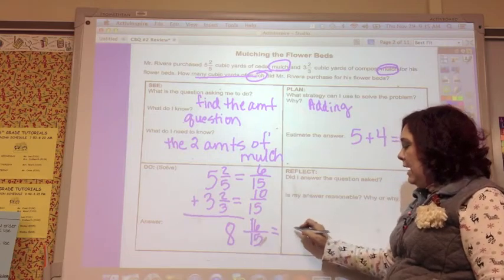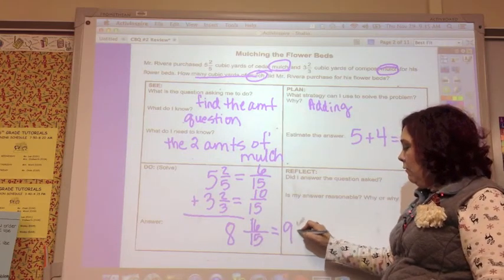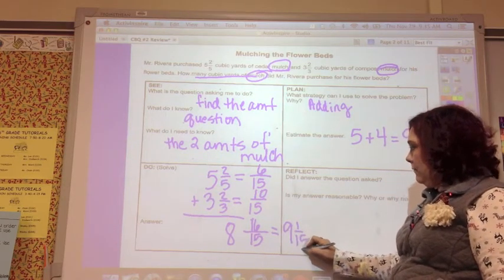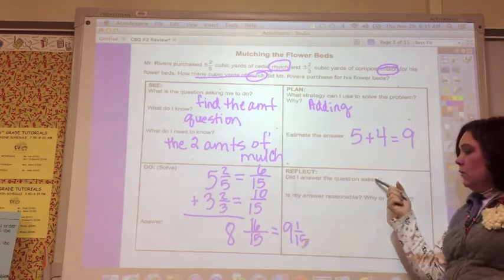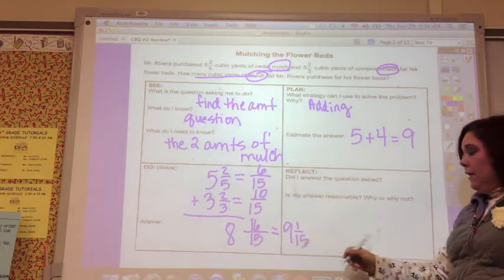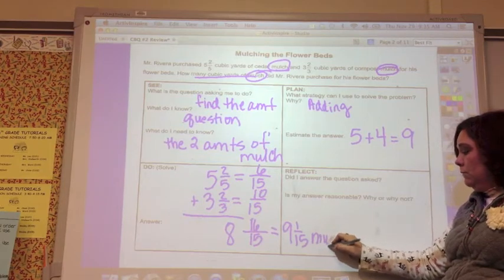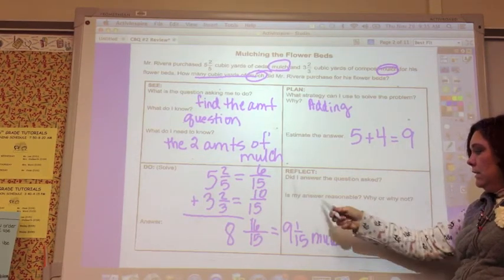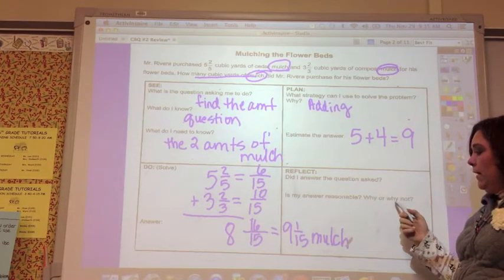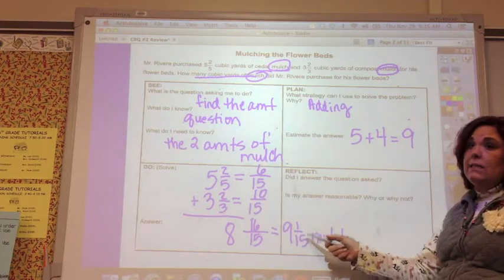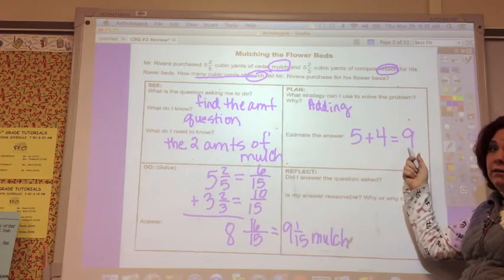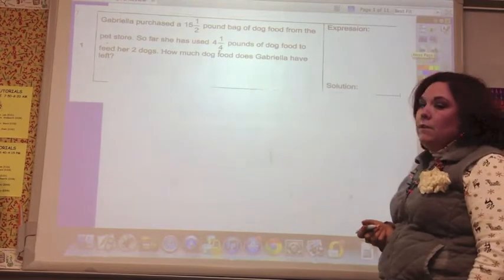So I add that to 8. So 9 1/15. Okay, so did I answer the question asked? Yes, I found out how much mulch. This is mulch. And is my answer reasonable? Why or why not? Well, 9 1/15 is really close to 9.